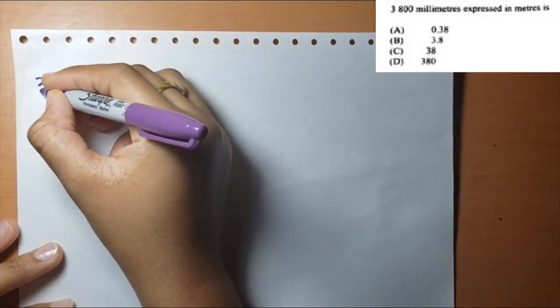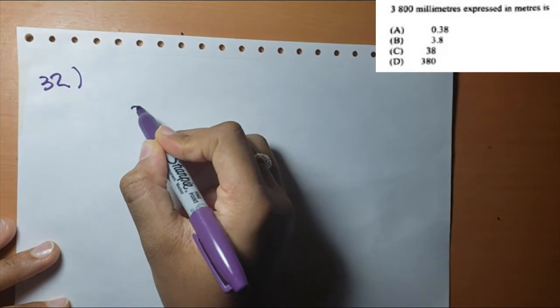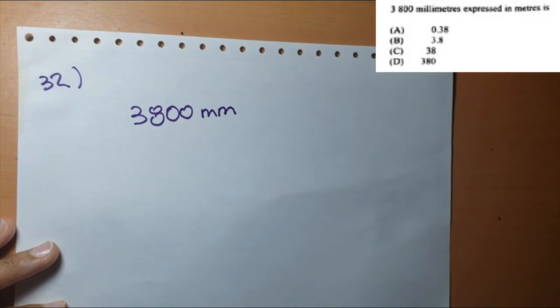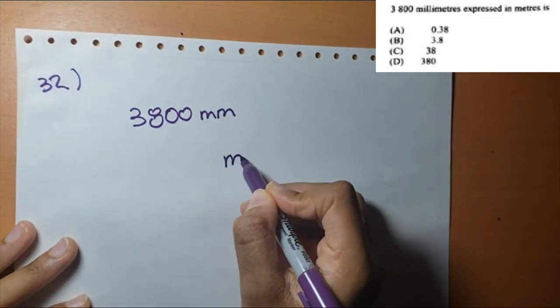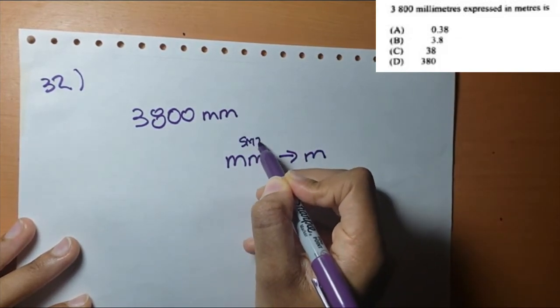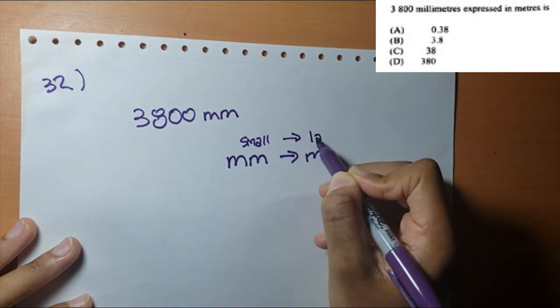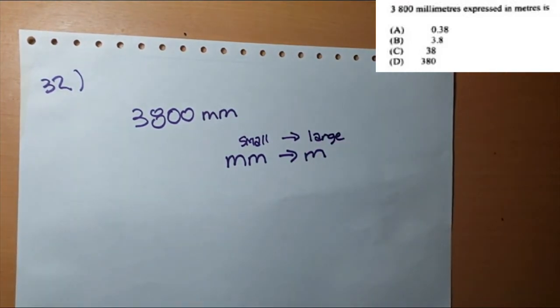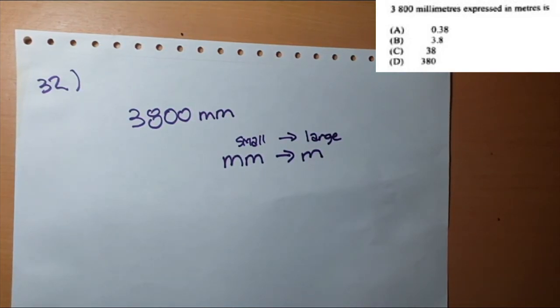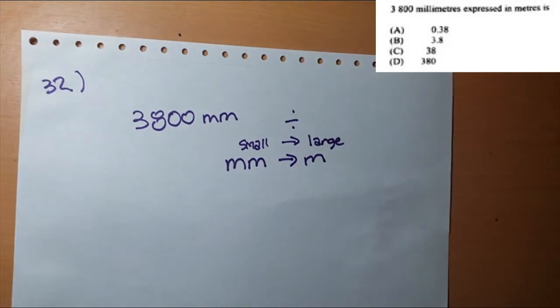Okay, so number 32. We're given 3,800 millimeters and we're asked to express them in meters. So we're going from millimeters to meters. We're going from small to large. So when we're going from small to large, we divide. When we're going from large to small, we multiply. If you want to make up a little thing, you can, but when we're going from small to large, we're going to divide. So when we're going from millimeters to meters, we're going to divide by 1,000.